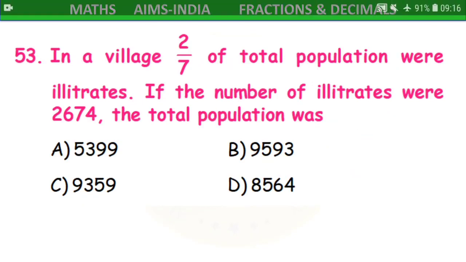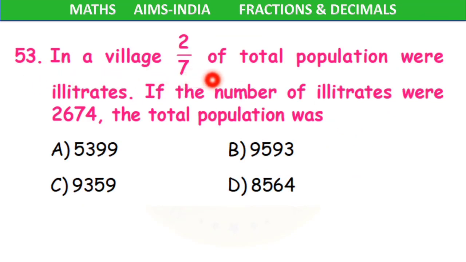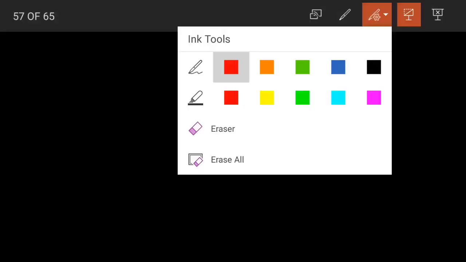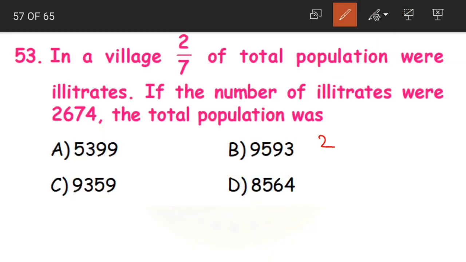Moving on to the next question, that is question number 53. In a village, 2 by 7 of the total population were illiterates. If the number of illiterates were 2674, then the total population was dash. What are they saying here? 2 by 7 is illiterate. And what is the number that represents 2 by 7? 2 by 7 is nothing but 2674. Now what should we find out here, children? We should find out how much the total population was.